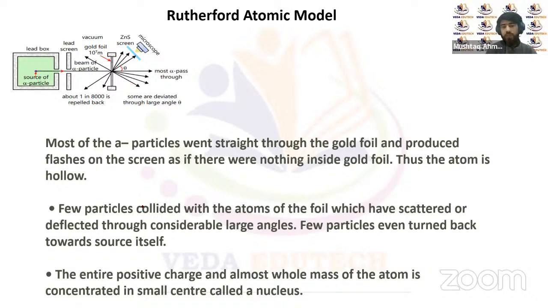So it was observed that very few particles collided with the atom of the foil, right? And most of the particles passed through this gold foil without any deflection, right? It means that most of the intensity of the alpha particles was observed like this, where there is no deflection. So at this point, the maximum intensity of the alpha particles was observed.